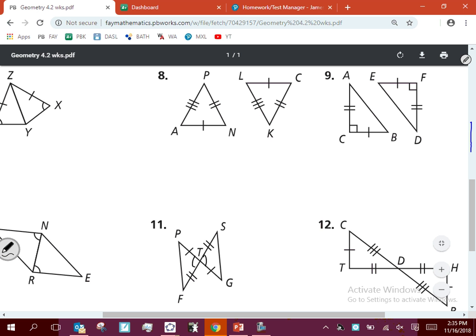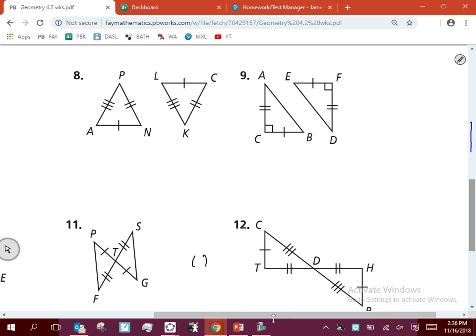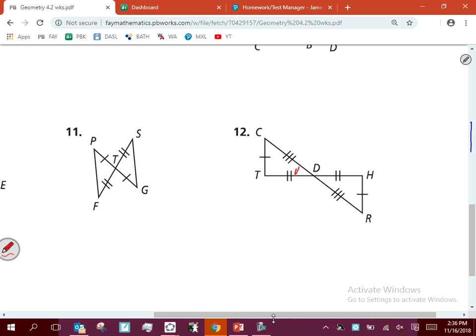How about number 11? Side, angle, side, right? We got vertical angles there. So side, angle, side is present. And what about number 12? Side, side, side, right? I think that's the most direct way. Did anybody say that this angle here is congruent to that one? Because they're vertical. And if I look at that, what is an option for me?